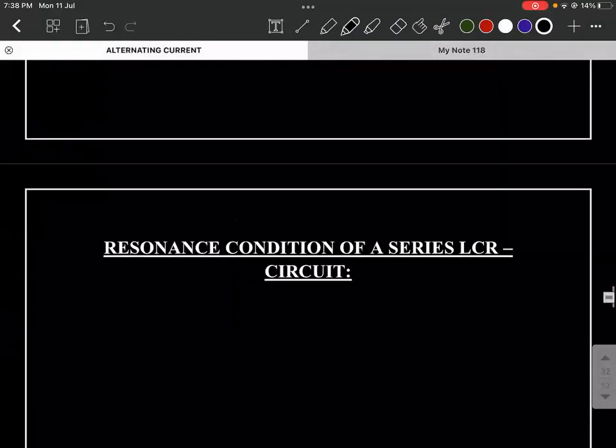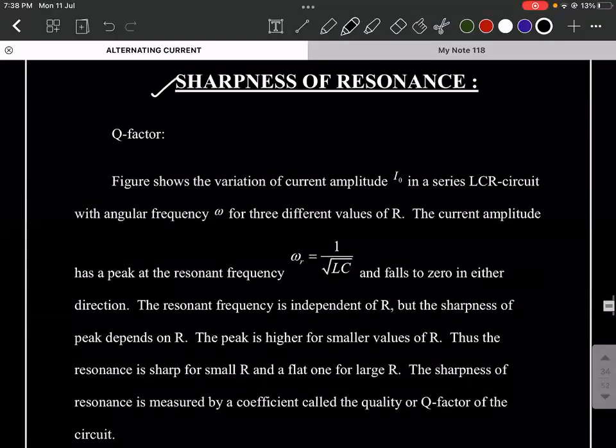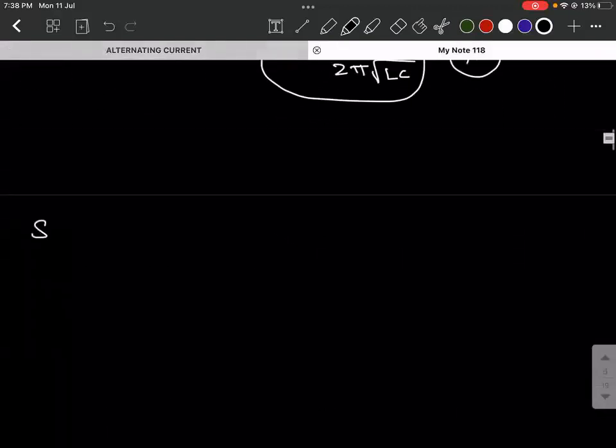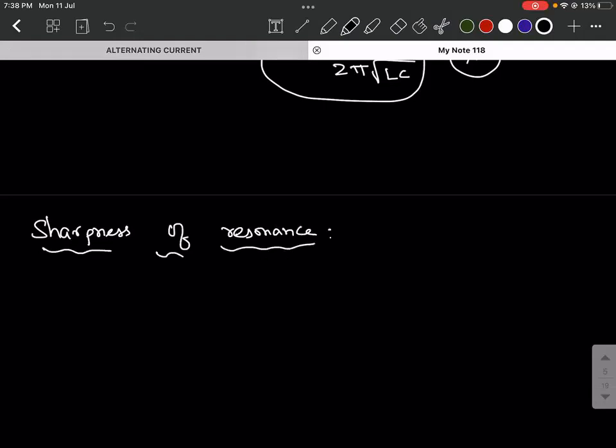Now, what I can say is, there is a concept called sharpness of resonance. Till now, we had been studying and discussing things continuously, but we don't know why we say it. Why do we need it?